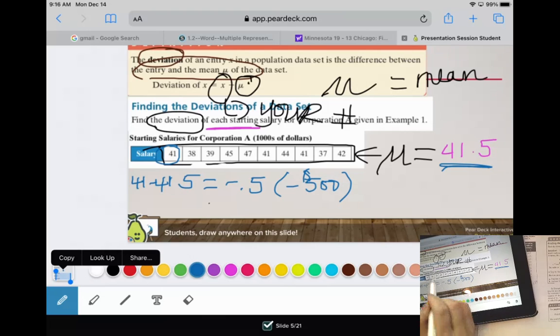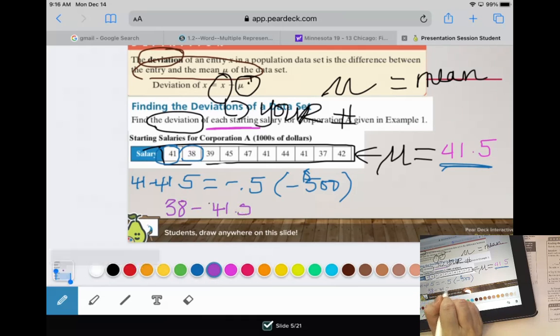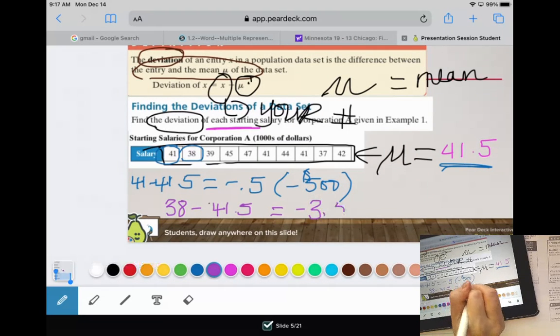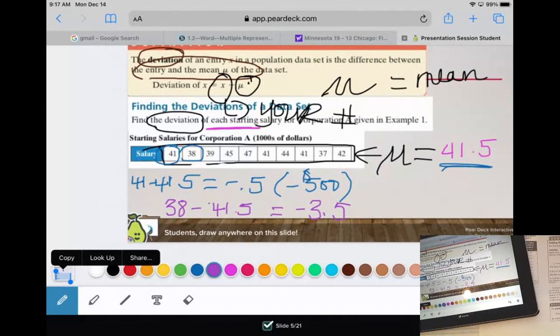To find the next one, I'm going to take 38, take away 41.5. That will get me a new value. So 38 minus 41.5. And then you can do the same for all of them. So that's how you find deviation. Before you find the deviation, you need to find the average, or the mean. Once you have the mean, you take the actual score for each of them and minus the mean. Questions?